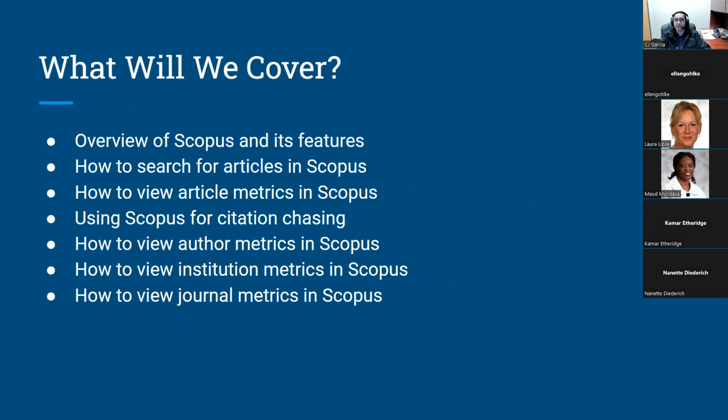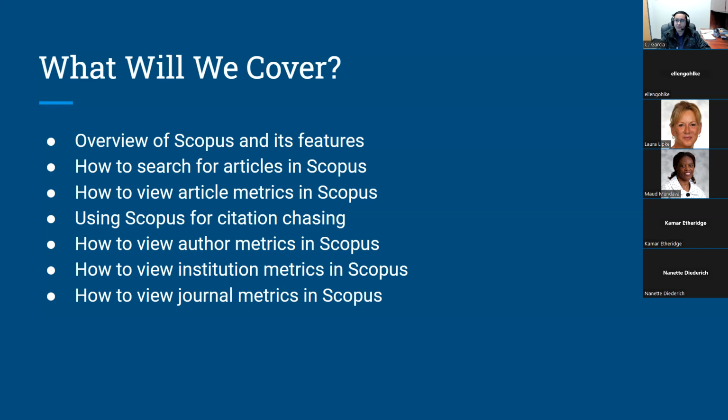Then we'll spend some time looking at the article metrics in Scopus. What can you find out about publishing in articles from within the platform? We'll talk about using citation chasing in Scopus, which is a term you may be familiar with if you worked on comprehensive reviews like systematic or scoping reviews. But Scopus makes it really easy to see documents that are citing a particular article or that are cited by a particular article. So we'll spend some time looking at that.